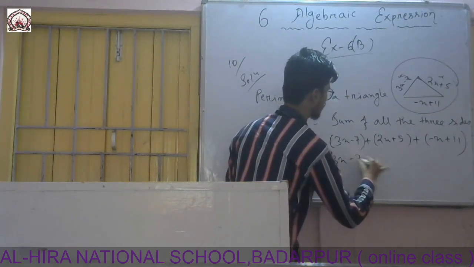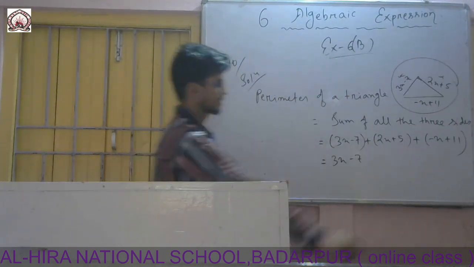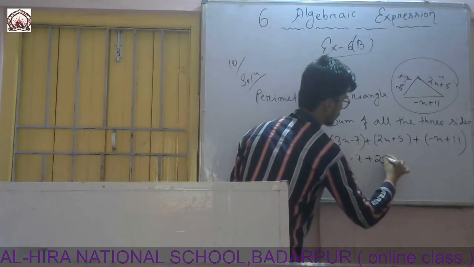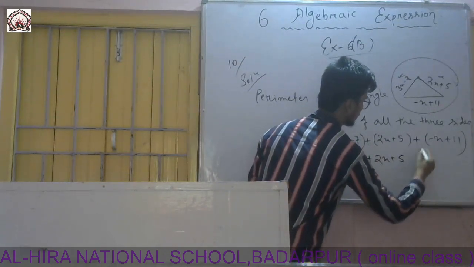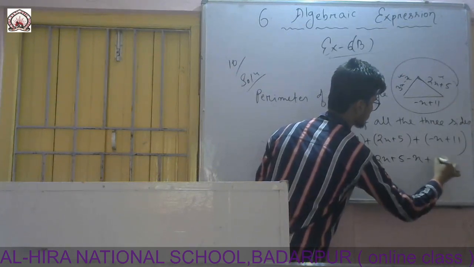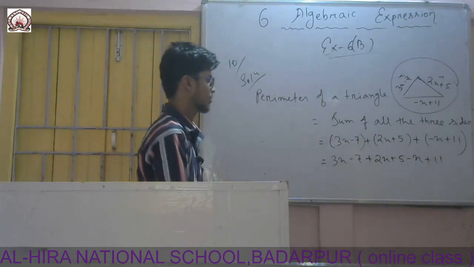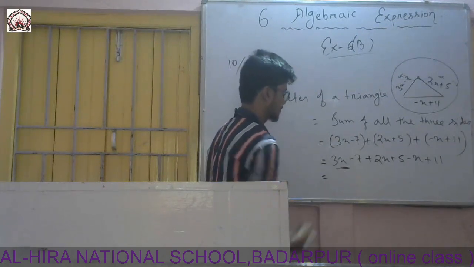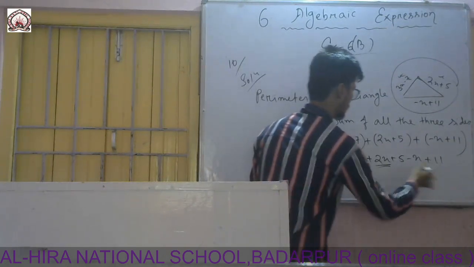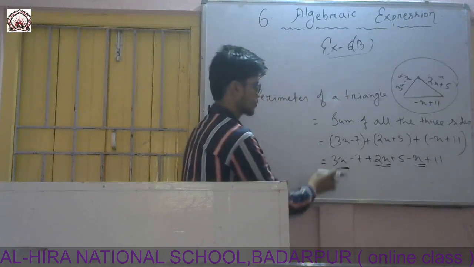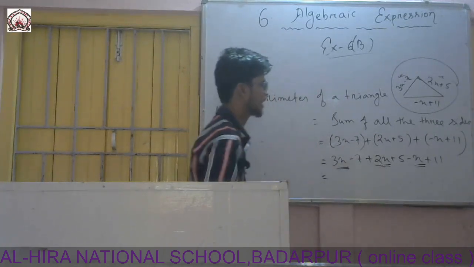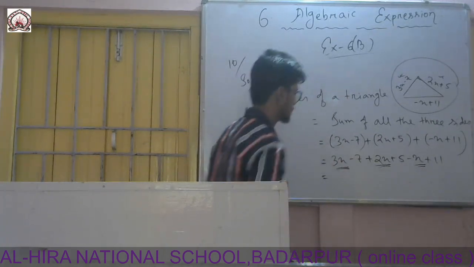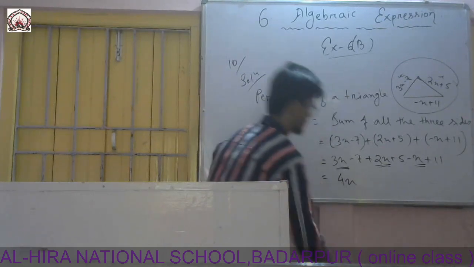3x minus 7, then plus sign is there, so 2x plus 5, and plus minus it is minus x plus 11. So first of all, I'll take out the variable like terms. So 3x plus 2x is 5x, and 5x minus x is 4x.